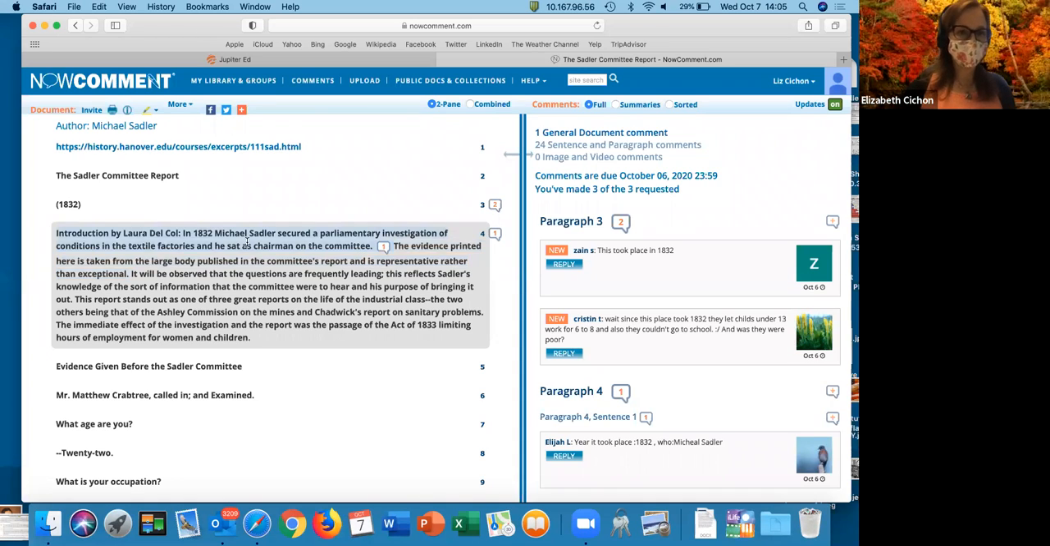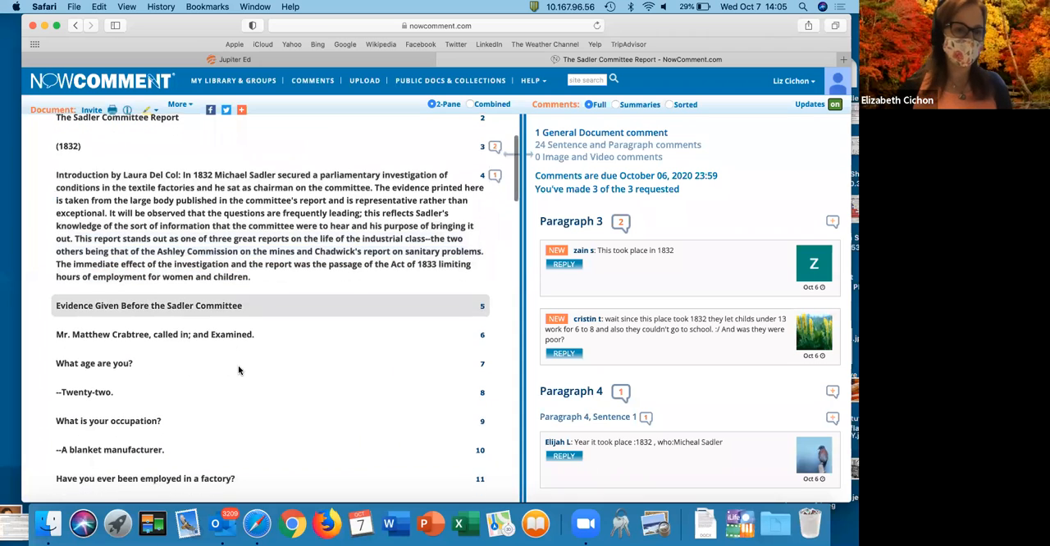So this Sadler report is on the textile industry, right? Textile cloth. There's also another report, the Ashley Commission on the Mines, and the Chadwick report on sanitary problems. Those are like the big three that led to a lot of changes in the Industrial Revolution. What you have in front of you is an account of Mr. Matthew Crabtree. Mr. Matthew Crabtree is 22 years old. He is talking about his occupation from when he was a child.